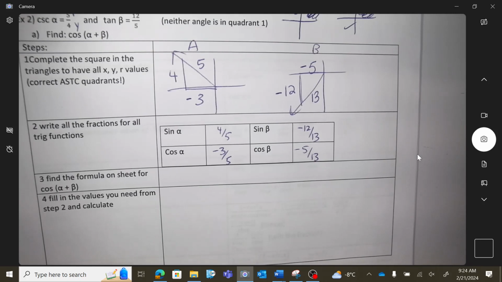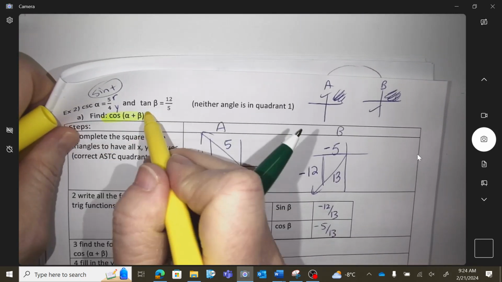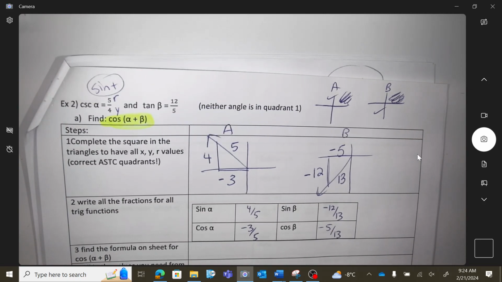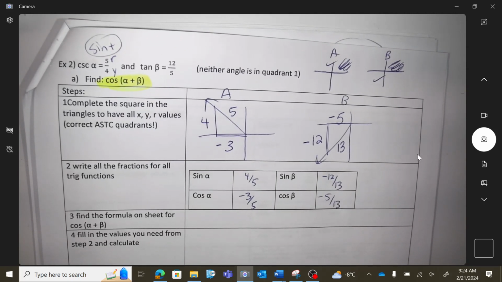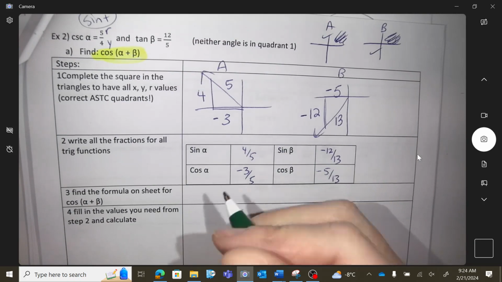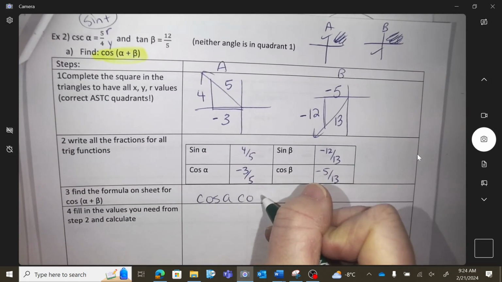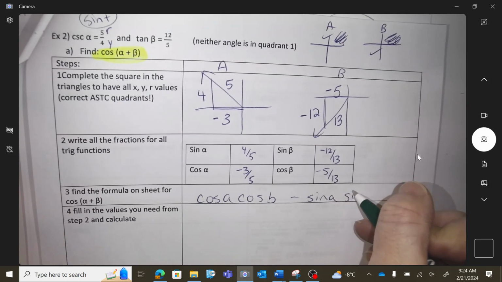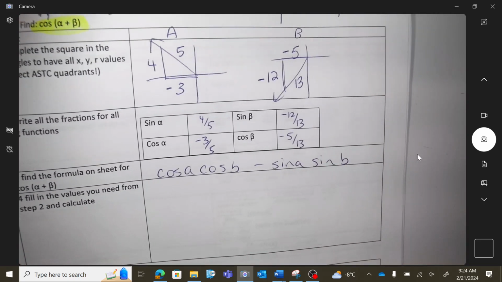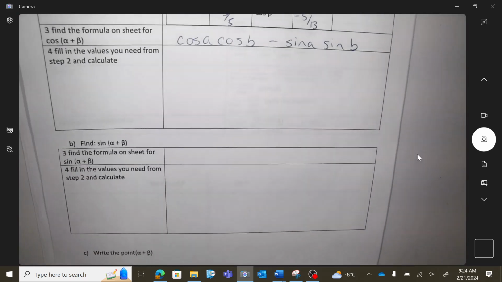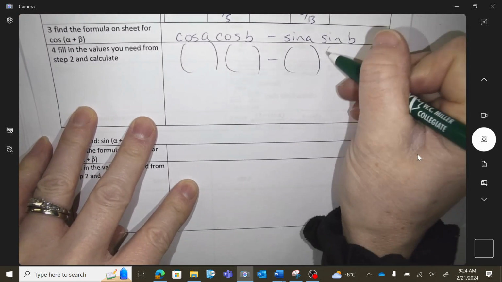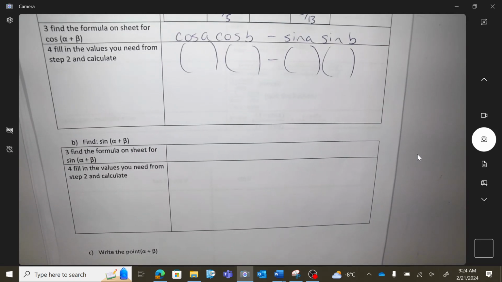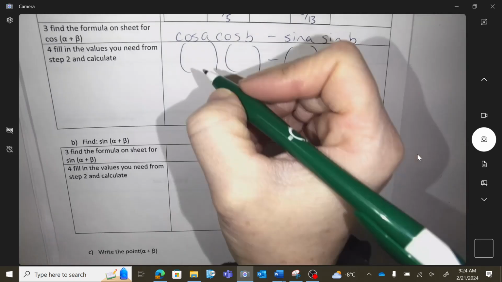Okay, so the question says, what's the cos value if you added these angles together? What would the cos value be there? So what are you doing? Grabbing your sheet, looking for something. Cos A plus B. You find a formula. You give me 4 brackets. Okay, you're ready to plug in. You did all the hard work, so just copy down what you had written.